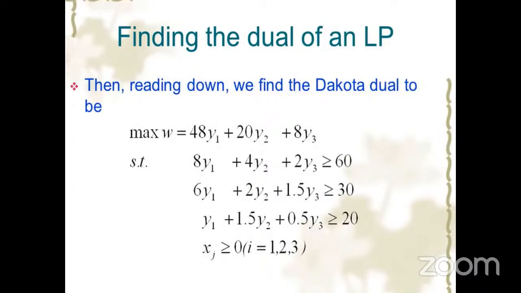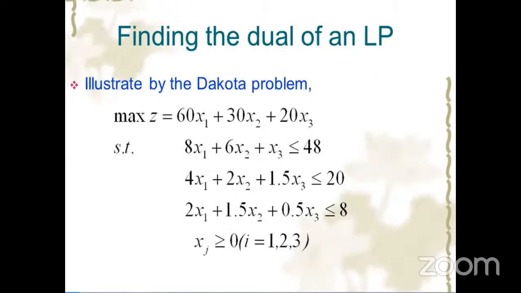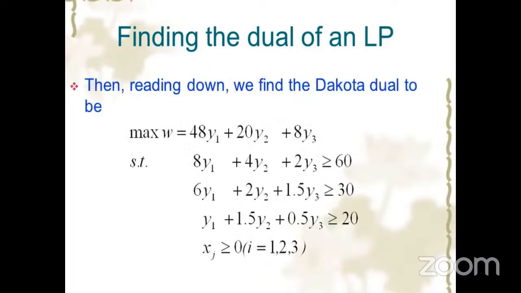Yes, sir. This is a normal problem. 60, 30, 20 is in the objective function. 48, 28 is in the subjective conditions. The objective becomes 48, 28, and 60, 30, 20 is greater than or equals to equations. Okay.